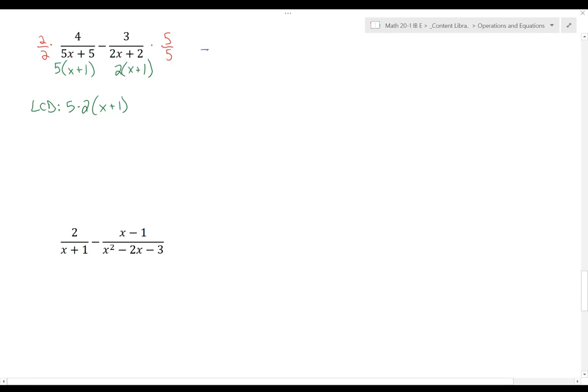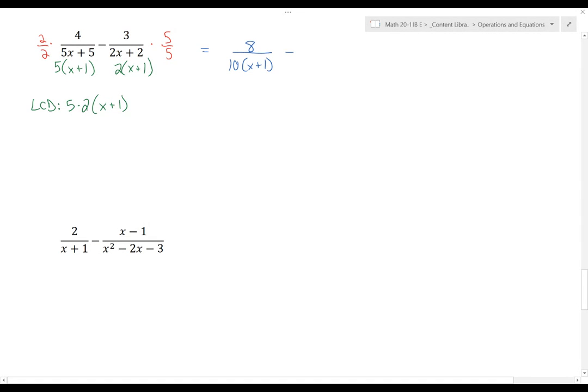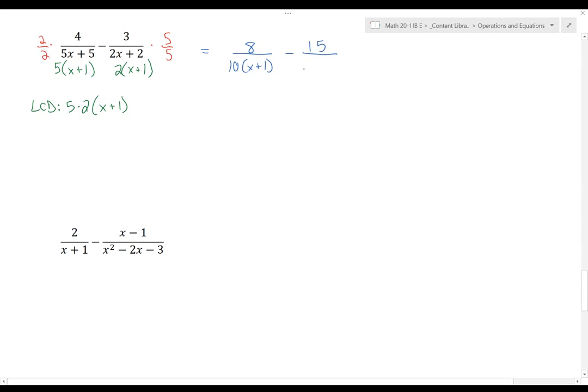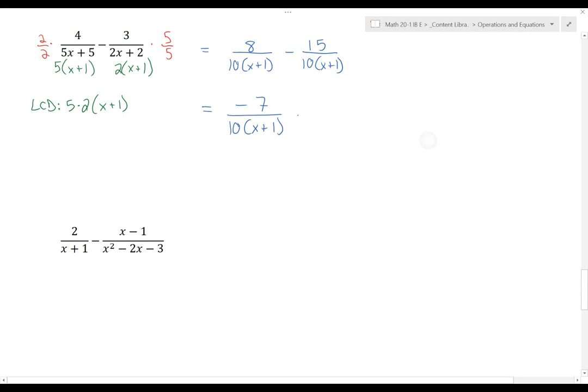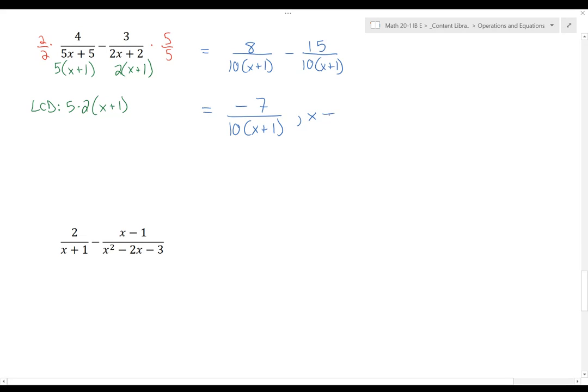This means I now have 8 over 10 times x plus 1 minus 15 over 10 times x plus 1. 8 minus 15 is negative 7 over 10 times x plus 1. Nothing cancels there, so this is simplified, and x cannot equal negative 1. There's the final answer.